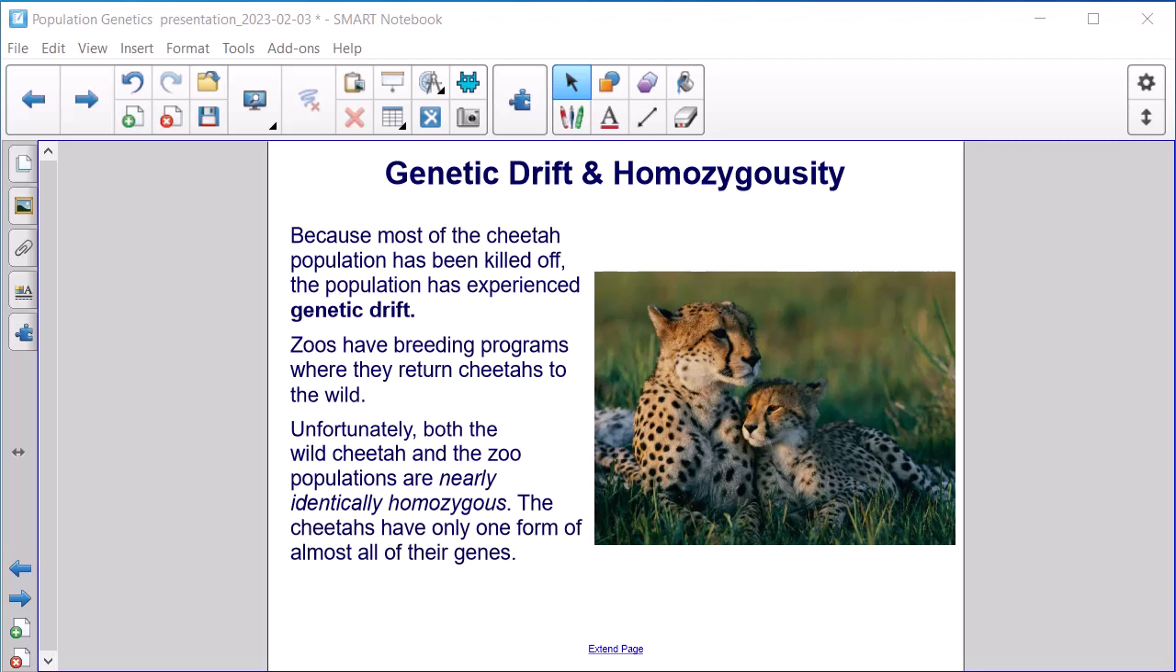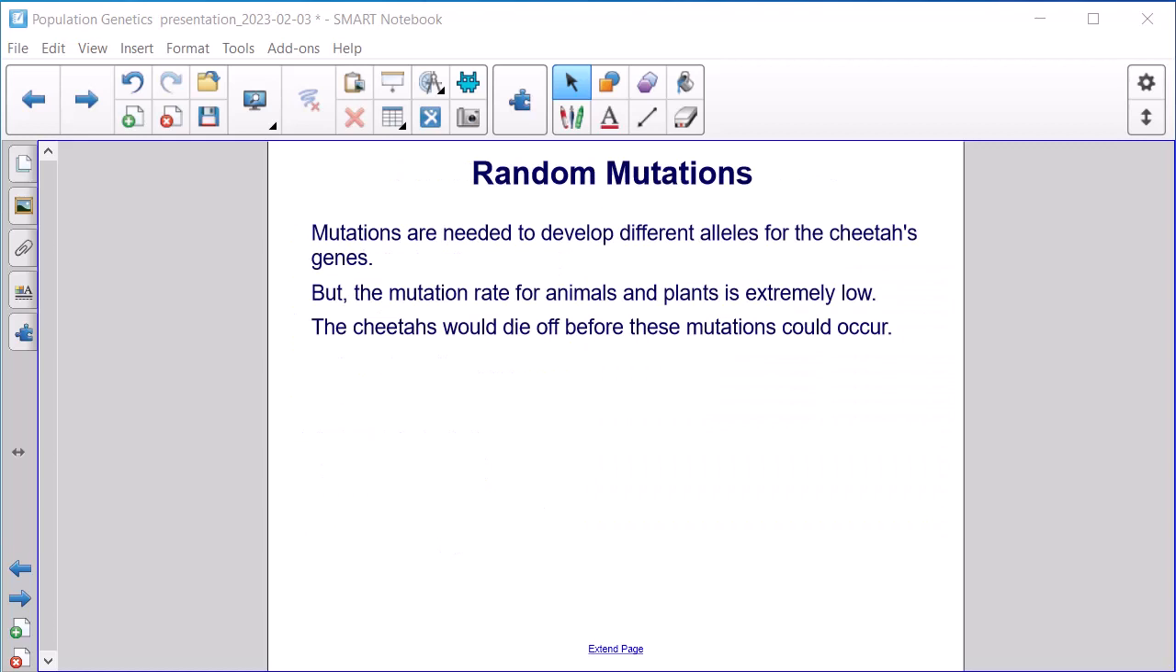Unfortunately, both the wild cheetah and the zoo populations are nearly identically homozygous. The cheetahs have only one form of almost all of their genes. Mutations are needed to develop different alleles for the cheetah's genes, but the mutation rate for animals and plants is extremely low. The cheetahs would die off before these mutations could occur.